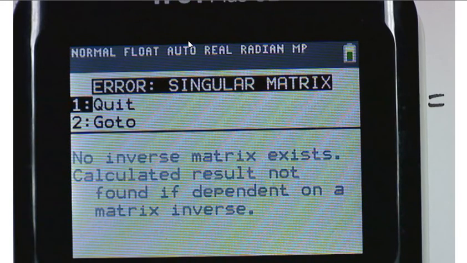If that happens, what that's saying is that your corresponding system of equations either has no solution or an infinite number of solutions, one of those two. And we can determine that with Cramer's rule.